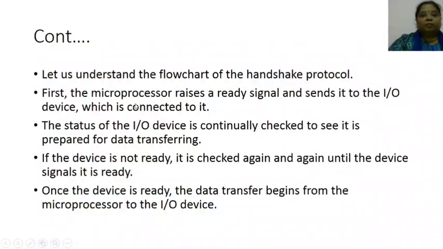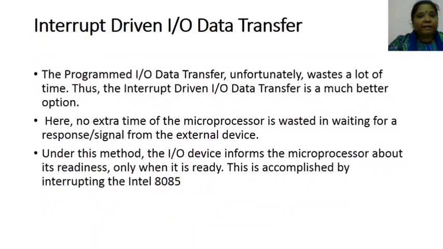Let us understand the flowchart of the handshaking protocol. First, the microprocessor raises the ready signal and sends it to the input output device which is connected to it. The status of the input output device is continuously checked to see if it is prepared for the data transfer. If the device is not ready, it is checked again and again until the device signals it is ready. Once the device is ready, the data transfer begins from the microprocessor to the input output device.